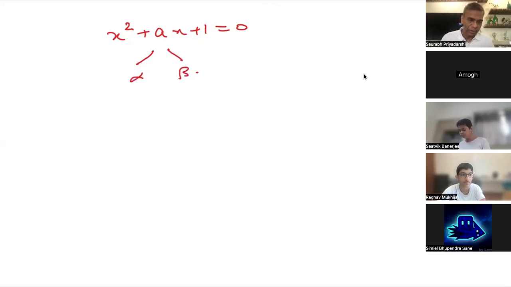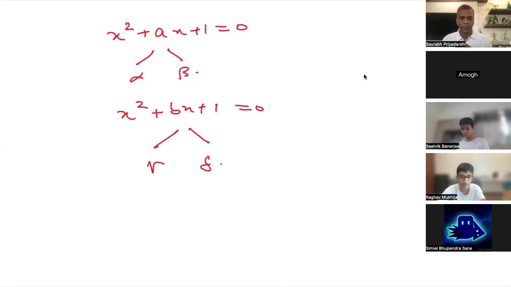X square plus ax plus 1 is equal to 0. This is the question you can see everywhere. In each and every exam you'll see this question. X square plus ax plus 1 is equal to 0 having roots alpha and beta, and x square plus bx plus 1 is equal to 0 having roots gamma and delta. Both the equations are given.